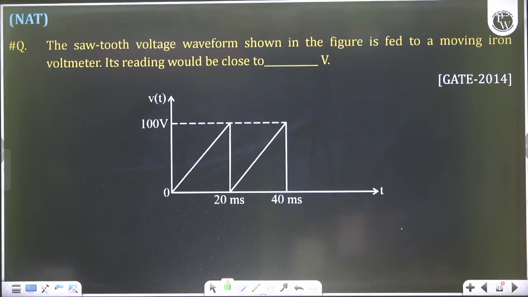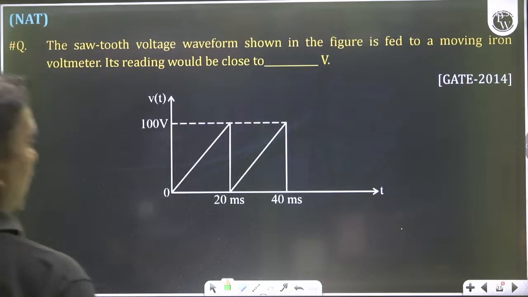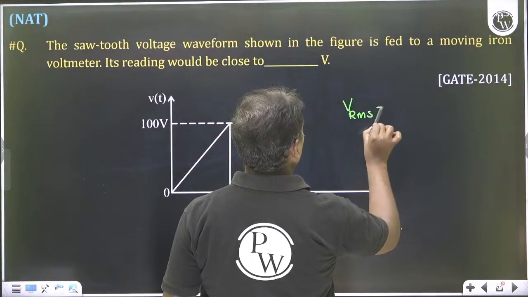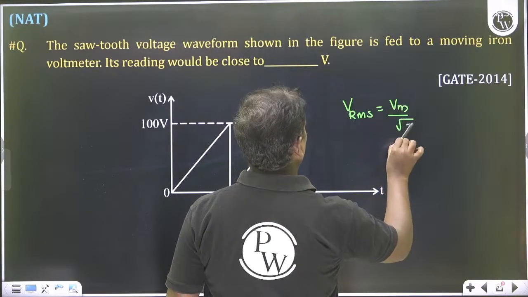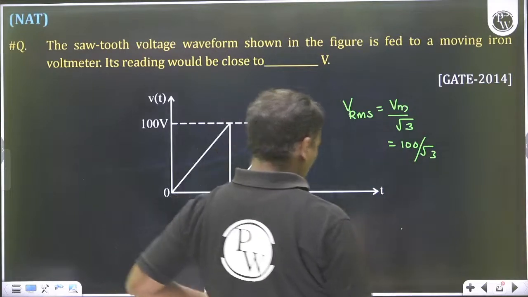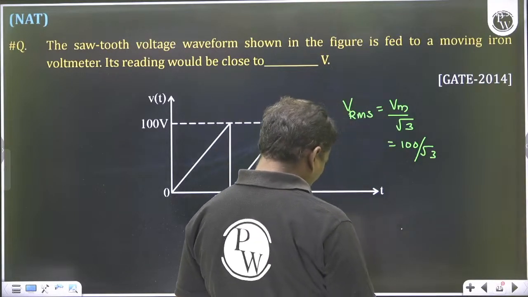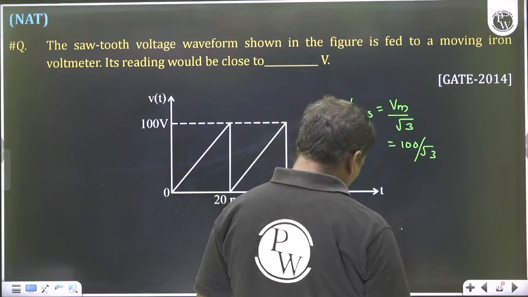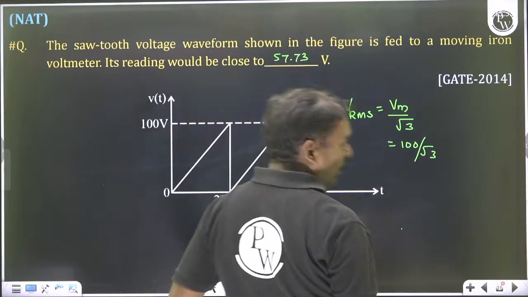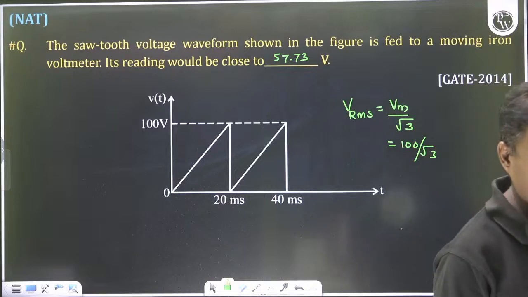So what is the answer? The sawtooth waveform VRMS. It is connected to a moving iron instrument, right? So moving iron means VRMS. So VRMS is equal to Vm by root 3. So 100 by root 3 is the answer. I think 57 point something will come. It's coming around 57.73.